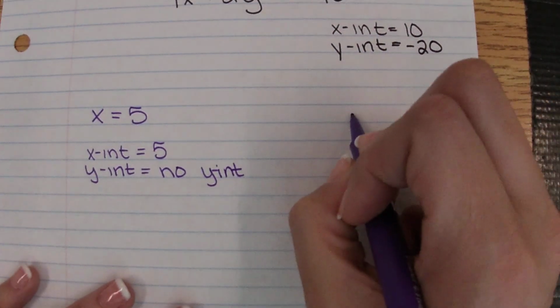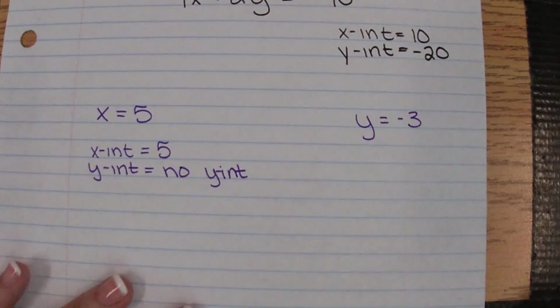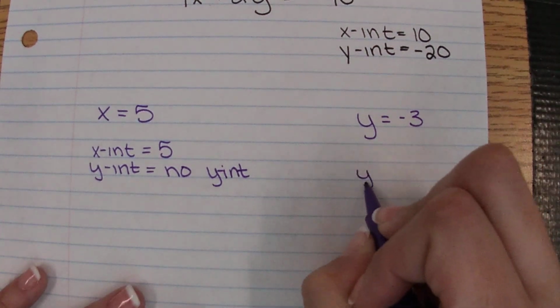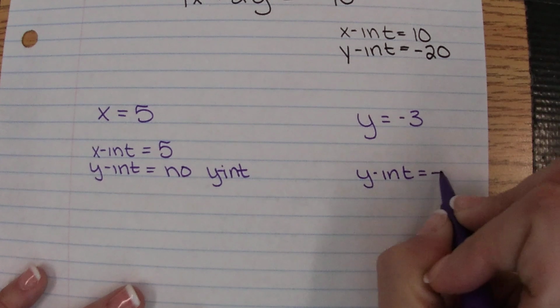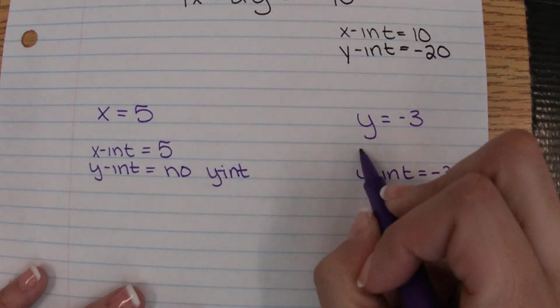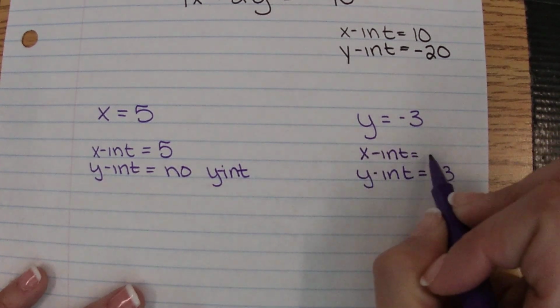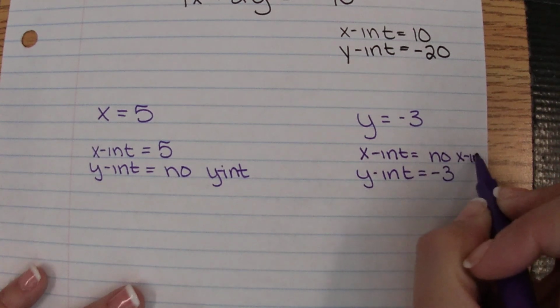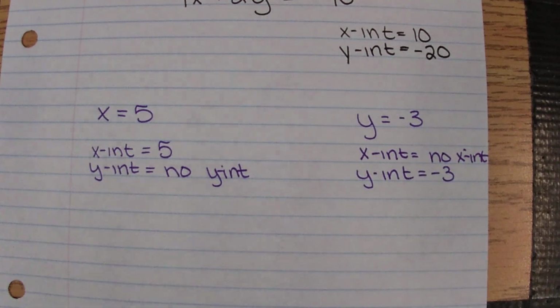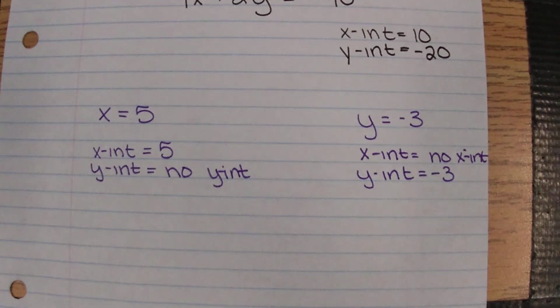Okay, on the flip side, if I have something like y equals -3, my y-intercept is the one that's straightforwardly given to me. I don't see an x at all, so I have no x-intercept, right? The graph does not cross the x-axis anywhere.